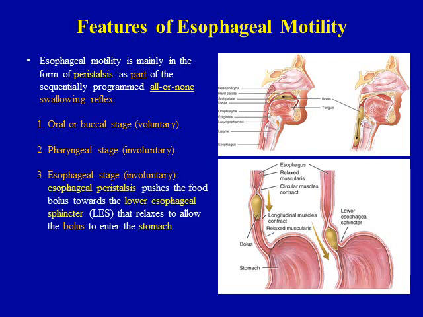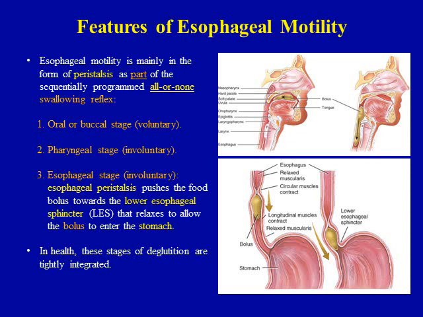The second stage is the pharyngeal stage, where food will pass through the pharynx down to the esophagus, and it is involuntary. Then the final stage of the swallowing reflex is the esophageal stage. Again, it is involuntary, and in that stage the esophageal peristalsis pushes the food bolus towards the lower esophageal sphincter, which in turn will relax to allow the bolus to enter the stomach. As you can see in these two figures, we have the oral stage, the pharyngeal stage, and finally the esophageal stage, at the end of which the lower esophageal sphincter relaxes and allows the food bolus to enter into the stomach.